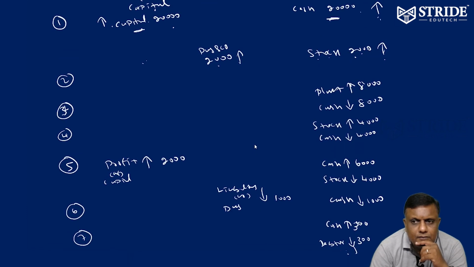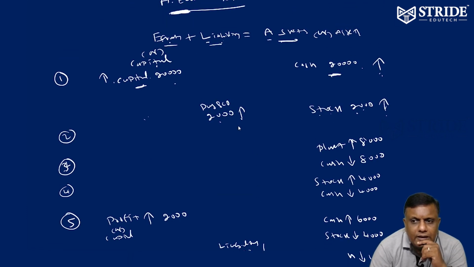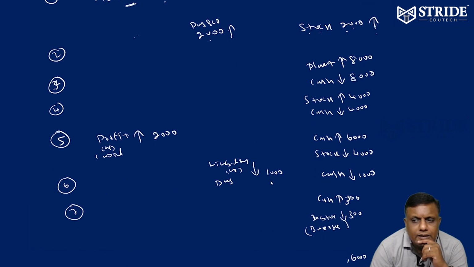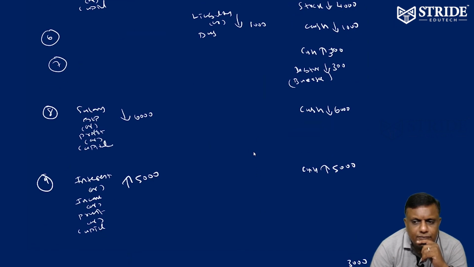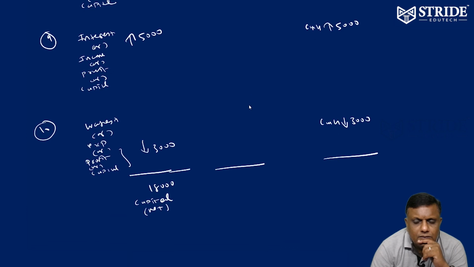Here liability. Das 2000 plus increases. 1000 decreases. 2000 minus 1000, 1000. Net liability increases by 1000. That's it. 18,000 plus 1000 is equal to what we are supposed to get on the asset side.